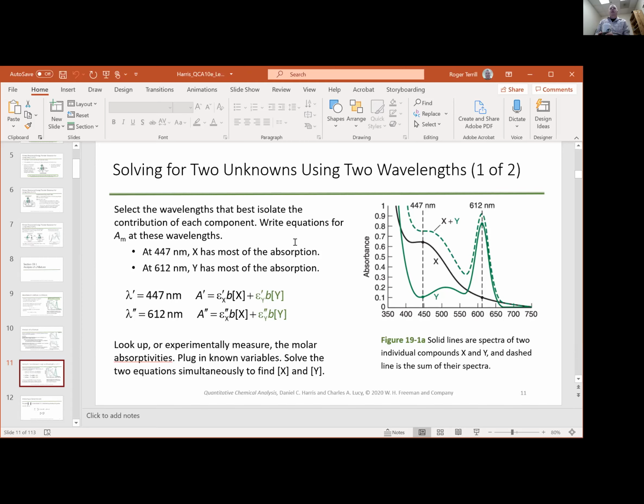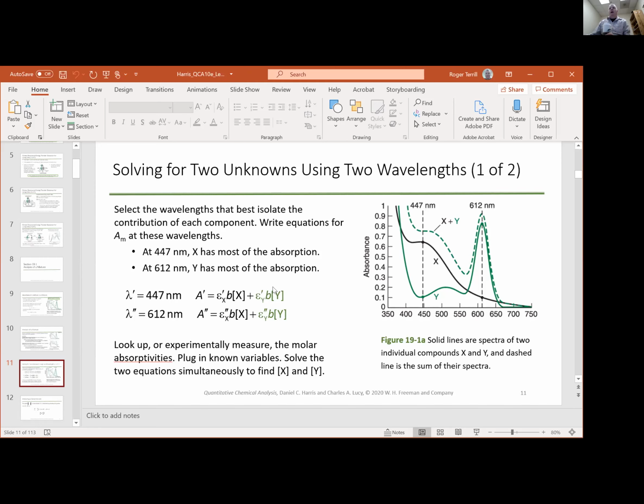A equals epsilon b c, right? And if X and Y are the same concentrations in these two standards, which has the higher extinction at 447, X or Y? It has to be X because X has higher absorbance. Exactly. Now, if we go out here, which has higher extinction, X or Y? Y. Exactly. So this means you have two equations and two unknowns.